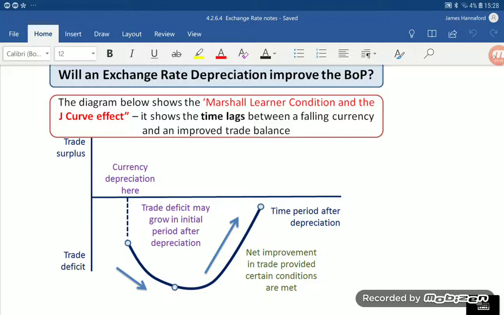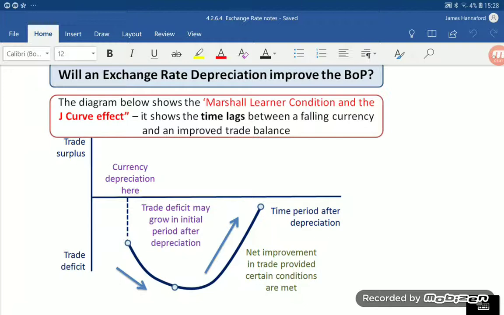The Marshall-Lerner condition might hold in the long run, so there'll be an improvement in a current account deficit if the value of a currency falls. However, in the short run, a current account deficit is likely to worsen as demand for imports and exports will be inelastic, because it takes time for people to switch to cheaper substitutes.